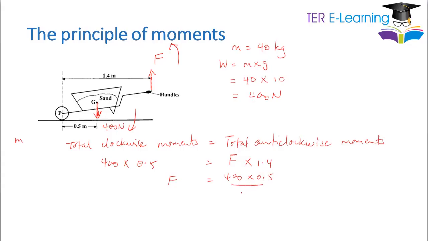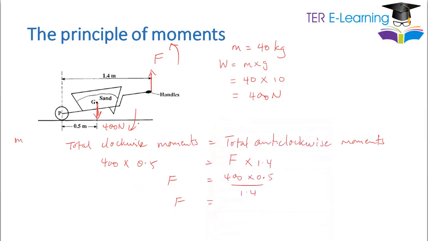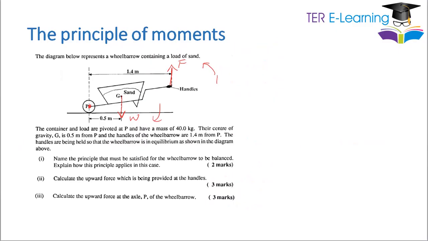over 1.4, right? So therefore that force there, let me work that out for you. So that's 400 multiplied by 0.5 divided by 1.4, and let's round it off to the nearest, alright, so this is 143 newtons. Alright, so that's my force F at the handle, 143 newtons. So let's see what else they ask.